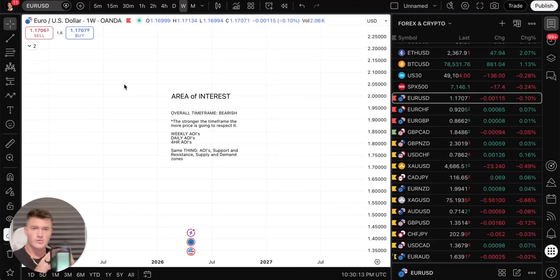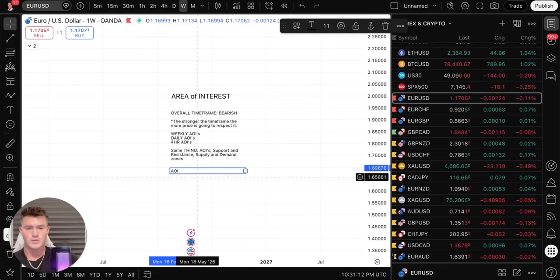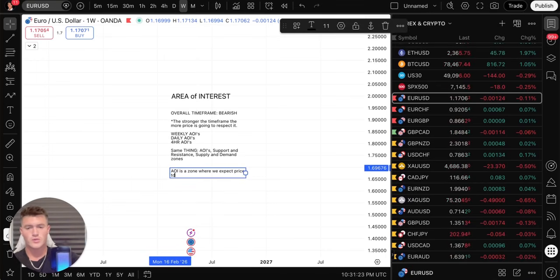So area of interest also falls into our top-down analysis. Go from top, our weekly time frame, down to our 4-hour time frame, seeing where our areas of interest are. So let's say we have an area of interest in the weekly. Price respects the higher time frames more than the lower time frames. The stronger the time frame, the more price is going to respect it. So an area of interest is a zone where we expect price to react.